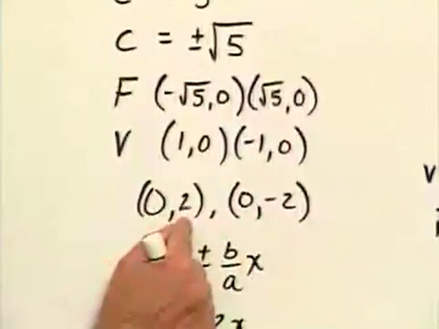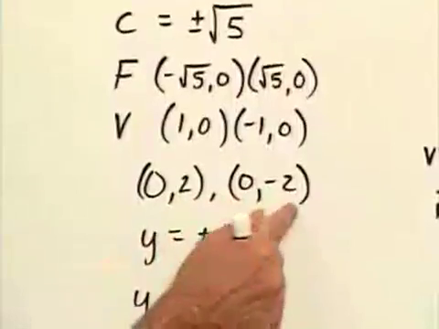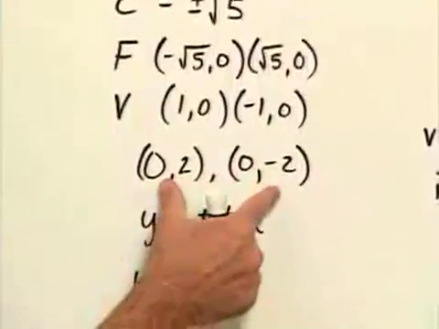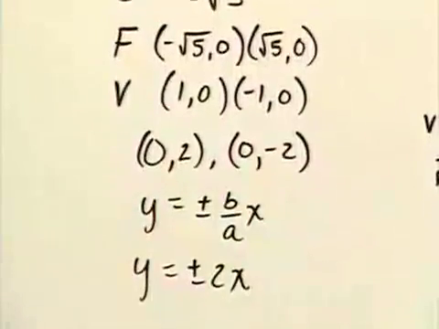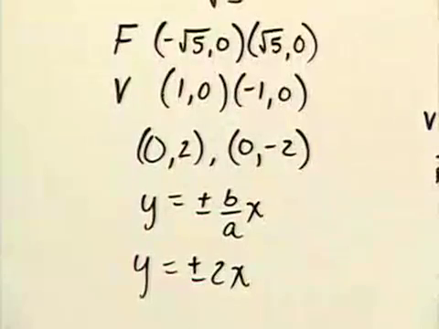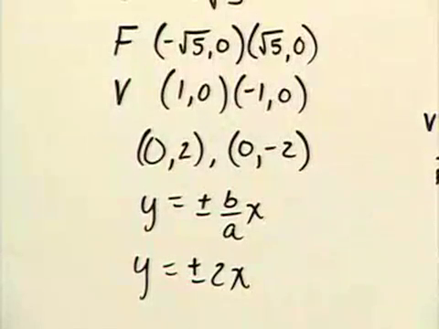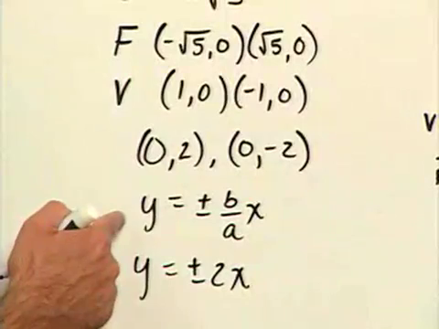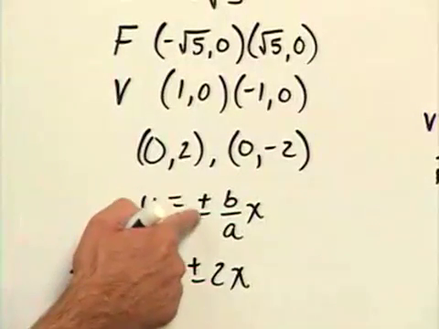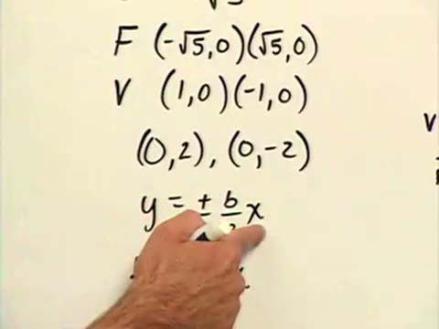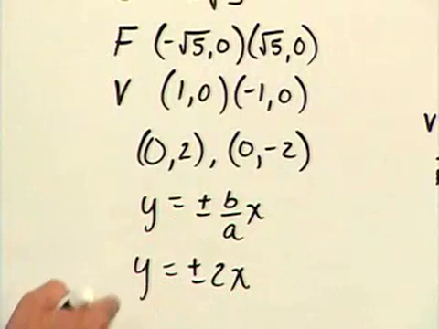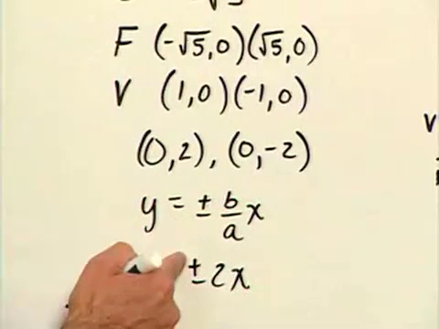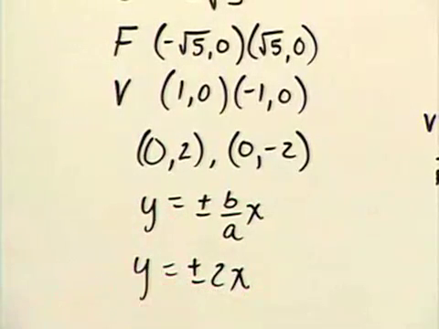We do 0, b and 0, negative b, and these 2 points will help us make our box, which will also help us graph our asymptote lines and our hyperbola. Now our asymptote lines come from the equation y is equal to plus or minus b over a x. And if we simplify that, we would get y is equal to plus or minus 2x.